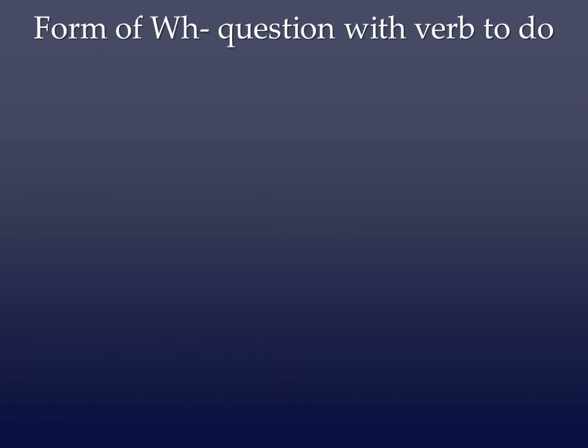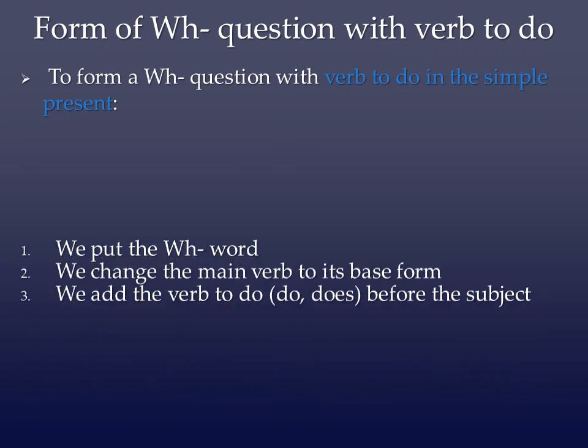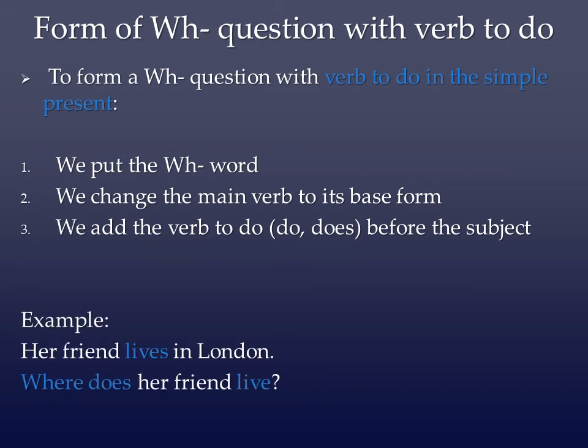Also, you have to know how to form a WH question with verb to do. To form a WH question with verb to do in the simple present, you need to follow these steps. First, we put the WH word. Then, we change the main verb to its base form. Third, we add the verb to do or does, before the subject. Do or does are the verbs to do used for simple present tense. Example, her friend lives in London. Where does her friend live?